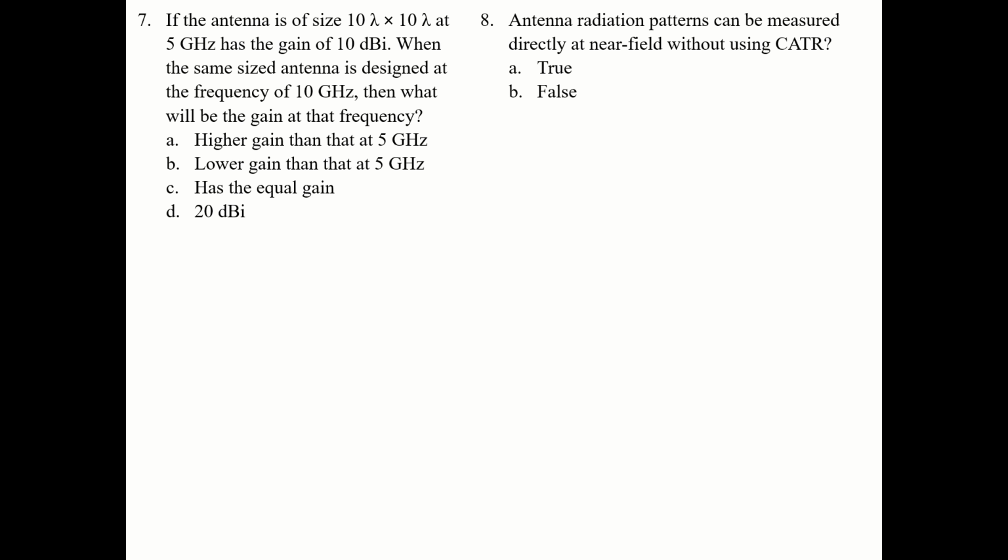Next, the 8th question: antenna radiation patterns can be measured directly at near field without using a scatterer. Is it true? You have to think. You must remember the concept behind near field measurements, like what we covered in the previous presentations. What is a compact antenna test range? What is meant by radiation patterns measured directly? These are the 3 keywords, so think on these lines and then you should be able to answer this question.